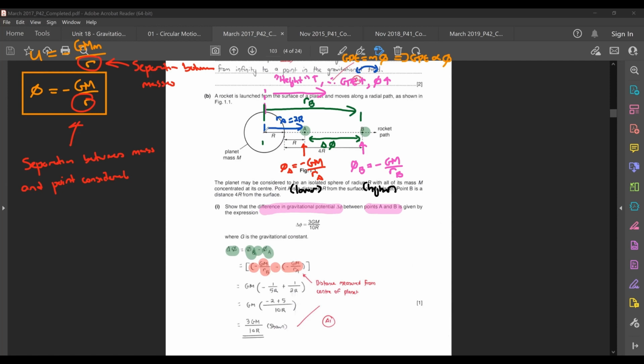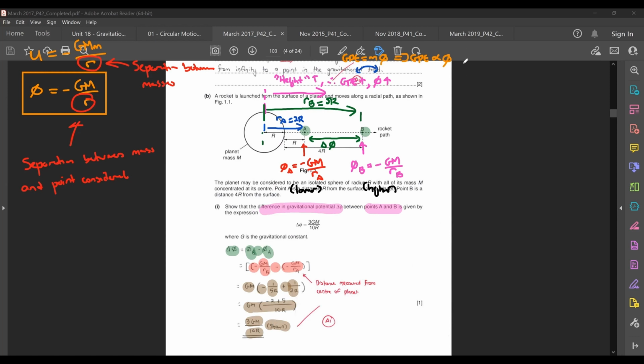So from the center of the mass to point B, this one will be R plus 4R. This one will be 5R. Okay, so from there, you can now sub in to your equation below. So RB is 5R, RA is 2R. So try to simplify the algebra there. Eventually, you will get your answer as 3GM over 10R. Therefore, it's shown. Okay.